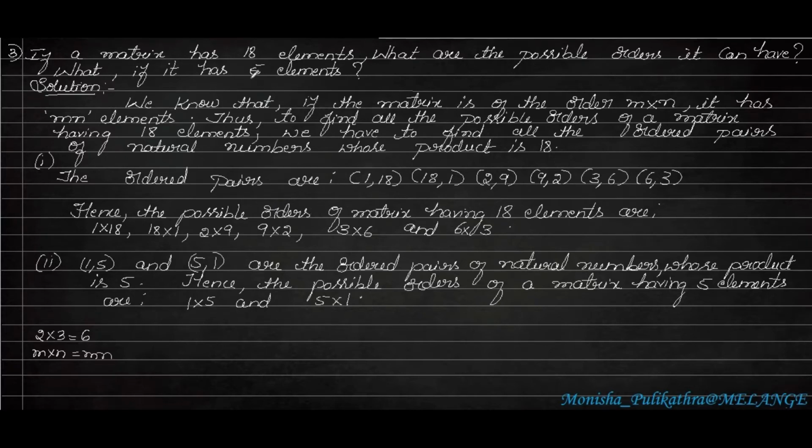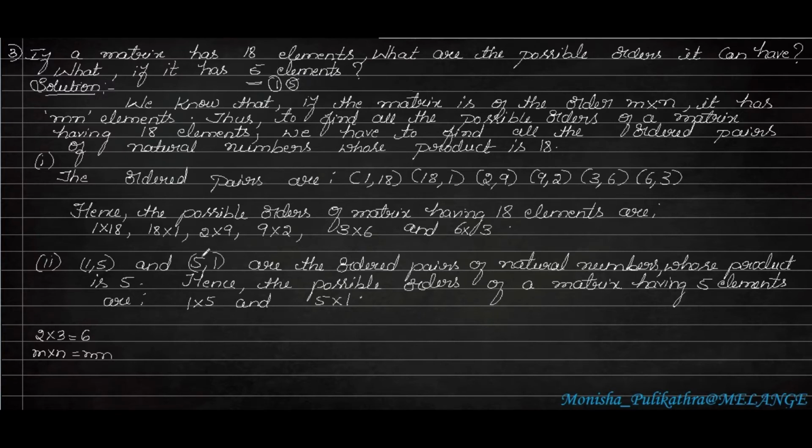So the next question is, if the elements are 5. So again 5 is a prime number. Prime number means it will be divisible only by 1 and itself. Only by 1 5s are 5 and 5 1s are 5. Only by these two numbers it will be divisible.